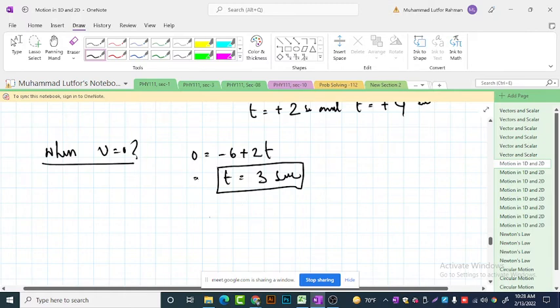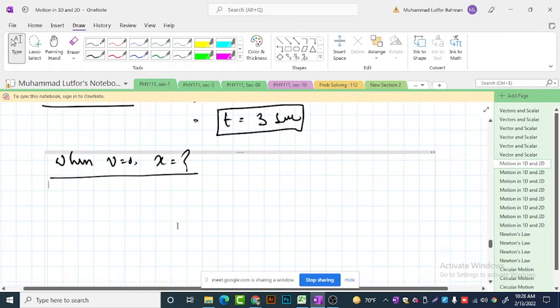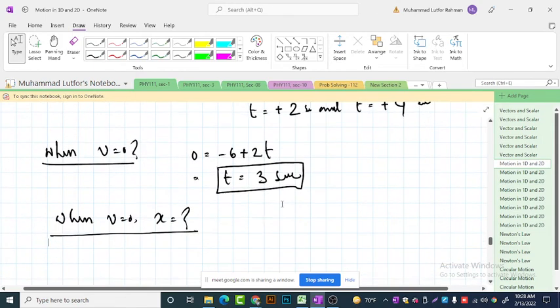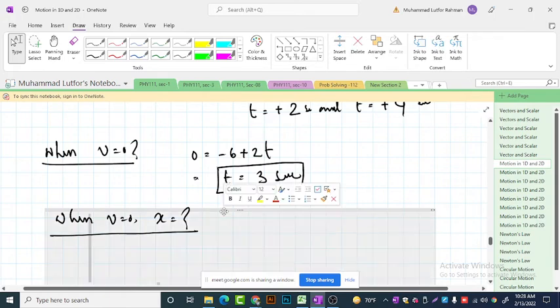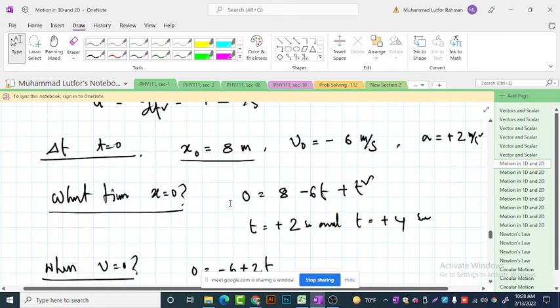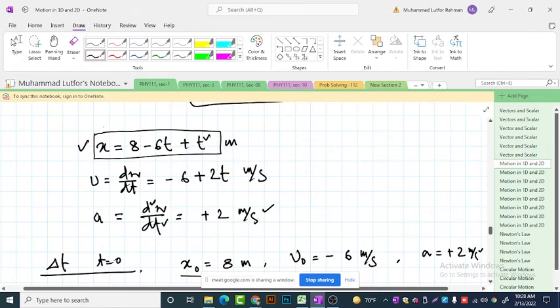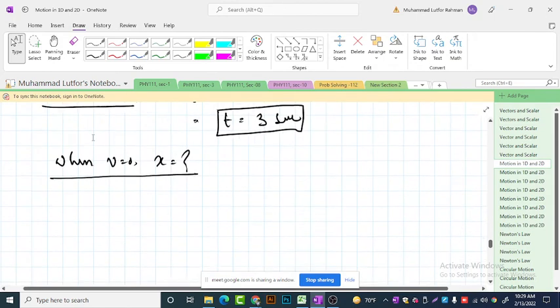Fine. Now, when velocity is 0, what is that x? When v equals 0, what is actually that x? I have to find that out. I know the velocity is 0 at t equal to 3 seconds, right? So I'm going to plug 3 seconds into that equation to find out the position, the displacement of that car.